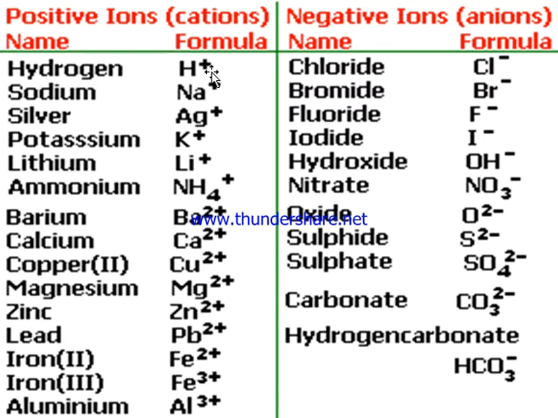Hydrogen has +1 valency, sodium +1, potassium +1, lithium +1, ammonium +1. Next we come to barium, that is +2, calcium +2, copper +2, magnesium +2.